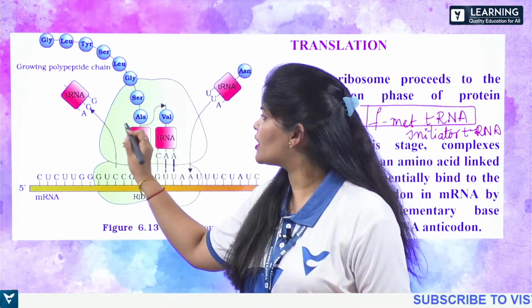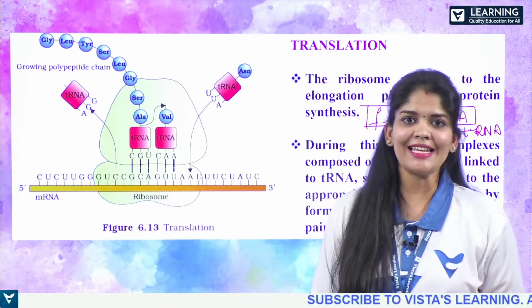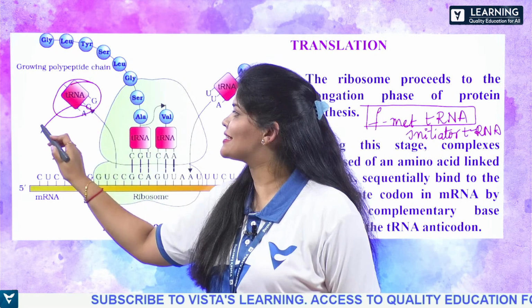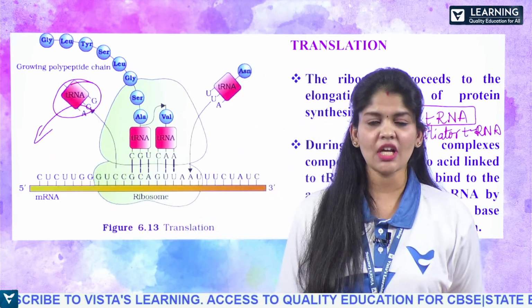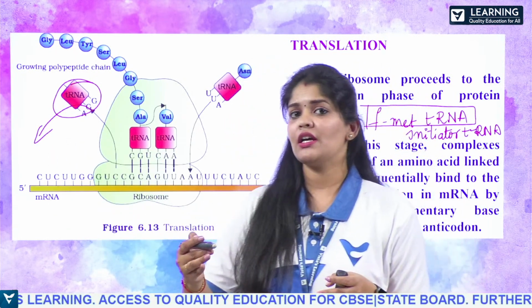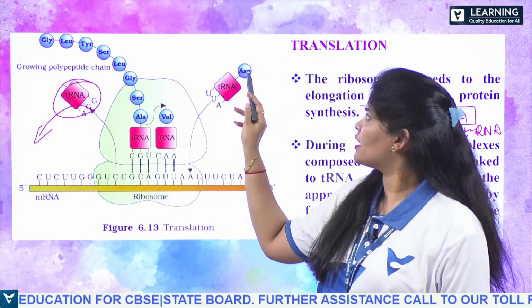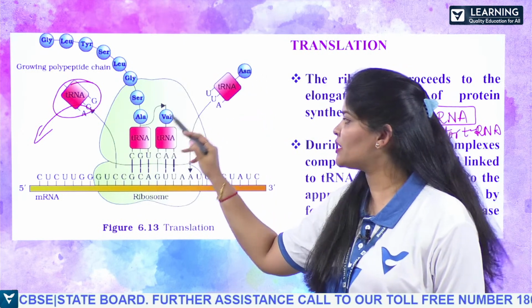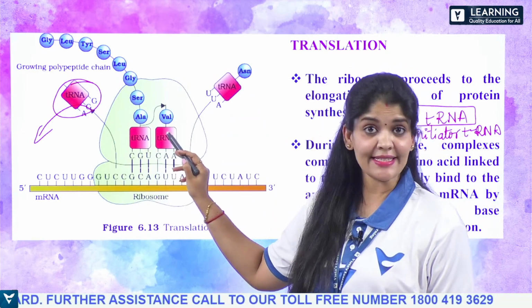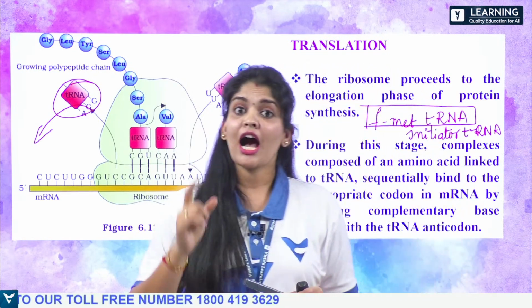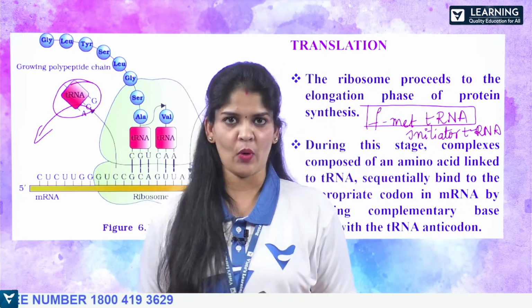Here we have another site that is called the exit site. As I already told, this exit site is useful for the removal of the used tRNA. See, this amino acid carrying tRNA is coming and going to fix to the A site. Then there is a shift of how many codons? Only one codon at one time.